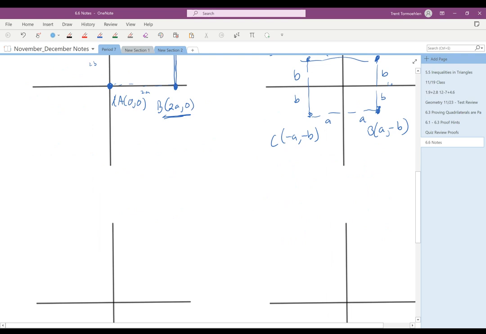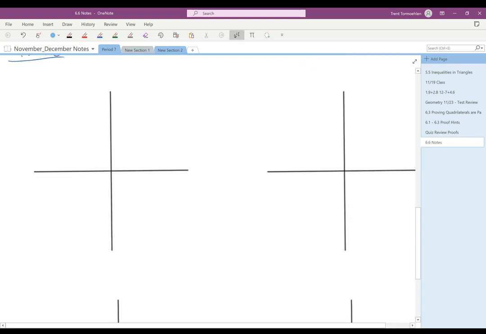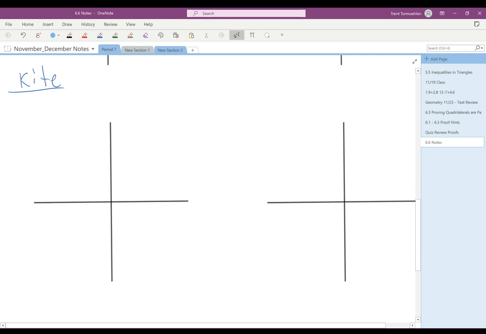All right, a couple more examples. We could do a kite. And so to do a kite, we're going to utilize a really useful thing about a kite when it comes to putting it on the coordinate grid, and that is that a kite has perpendicular diagonals. And so our point that we're going to use is the origin, but that origin is going to be where the diagonals intersect each other.